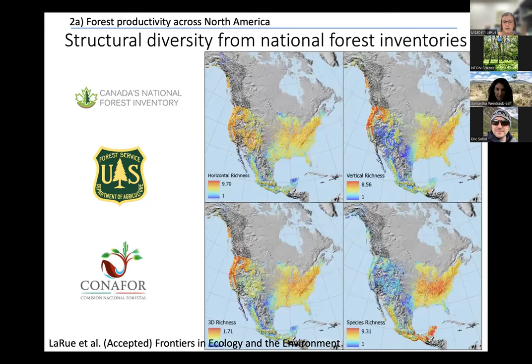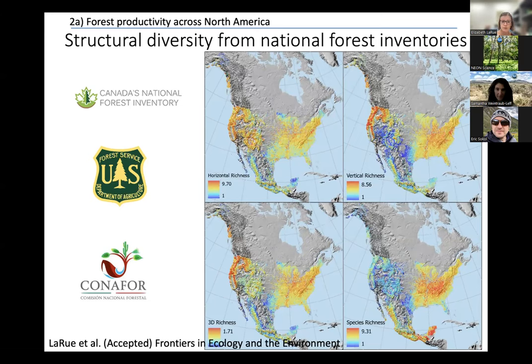And we generated three measurements of structural diversity, and then we had our tree species richness, which would be our traditional species diversity metric. The first structural diversity metric was horizontal richness, which would be represented by the number of trees in a sampled area that differed by different diameter classes of the trunk. Then vertical richness would be the number of individuals counting different height classes. And then 3D richness is a normalized combination of the two. And then in the map, we have the species richness in the bottom right-hand corner.